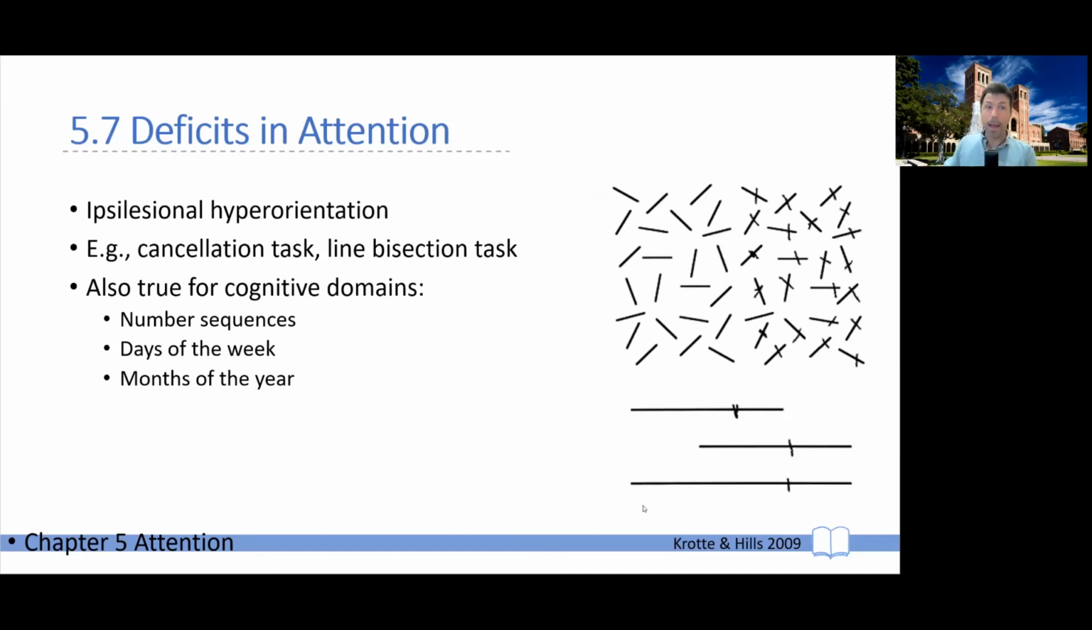Now I should say, as I'll show you in a moment, it's more than just these visual things. It actually is a cognitive issue. So for example, this applies equally to number sequences, days of the week, months of the year. Just to give an example, for number sequences, if you ask them to estimate the midpoint between 19 and 43, they would tell you a number that is biased closer to the 43 than to the 19. Okay? So this is clearly a cognitive issue.